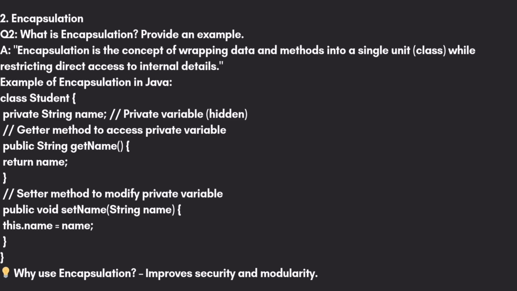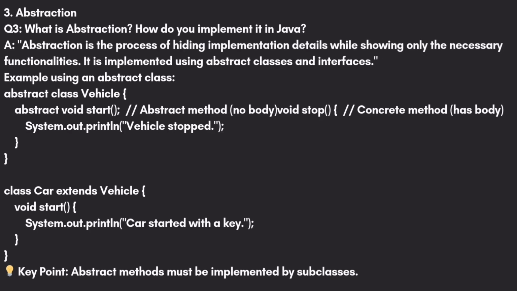Question number 3: what is abstraction and how do you implement it in Java? Abstraction is the process of hiding implementation details while showing only the necessary functionalities. It is implemented using abstract classes and interfaces. Here is the example for abstraction. We create an abstract class Vehicle, which has an abstract method with no body, and then a concrete method that has a body, vehicle stop, where we print vehicle stopped. Next we extend Vehicle with a Car class, and we print car started with a key. The key point to know is that an abstract method must be implemented by subclasses. So you need to know this concept.